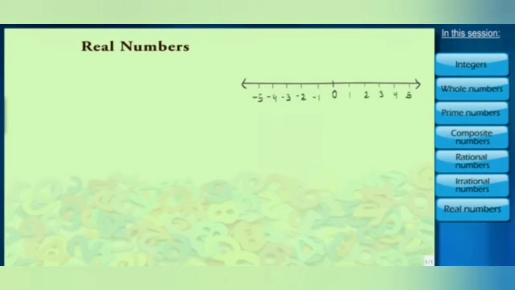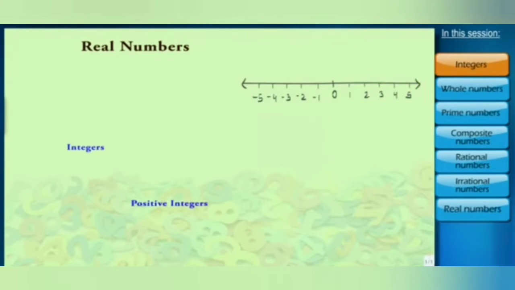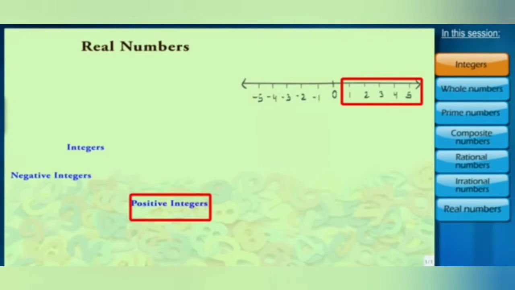In the middle of the number line there is 0, with negative numbers on the left and positive numbers on the right. All numbers are equally spaced. The positive numbers and negative numbers along with 0 are called integers. Positive numbers are called positive integers, and negative numbers are called negative integers.